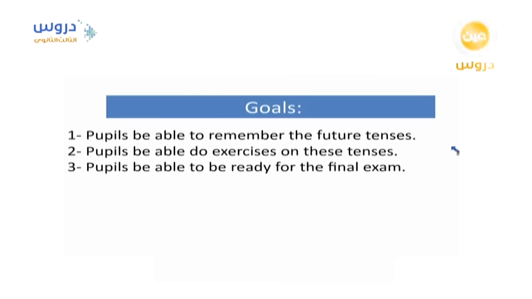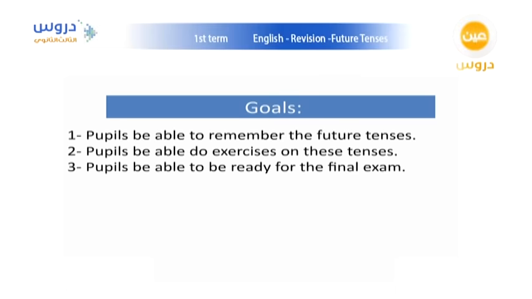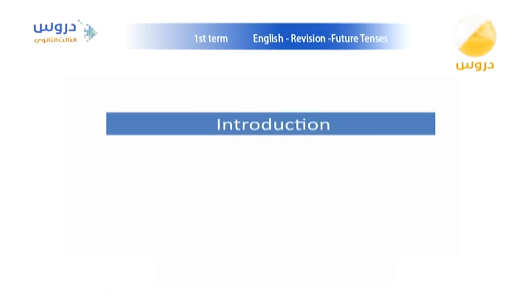So let's start with our goals for this class. We have many goals. The first one, the students are able to welcome. I hope you can hear me and you can see the slide. By typing number 1, it means that you are okay. Great, good job. The first step is that the students are able to remember the future tenses. We are going to talk about the future tenses, and the students are able to do exercises on these tenses, and be ready for the final exam. These are the main goals.